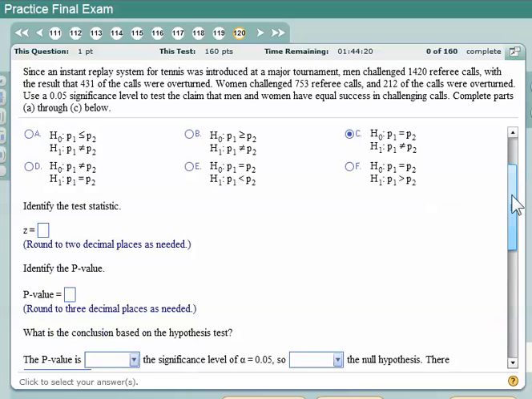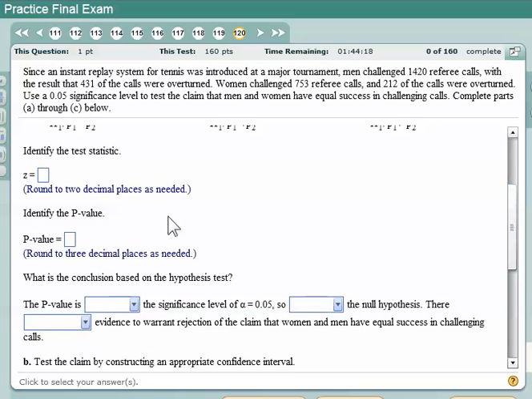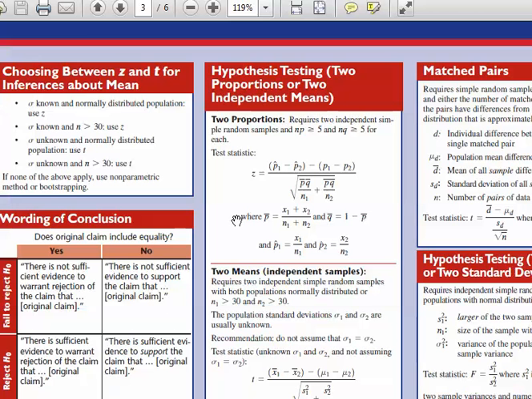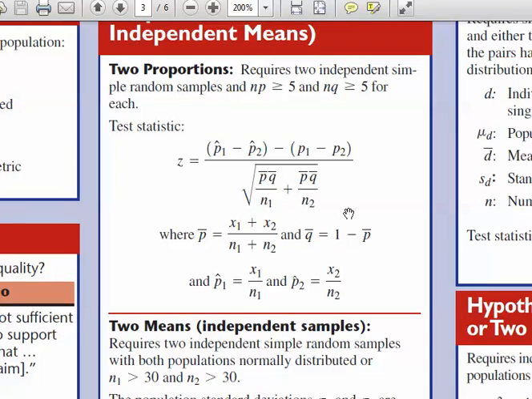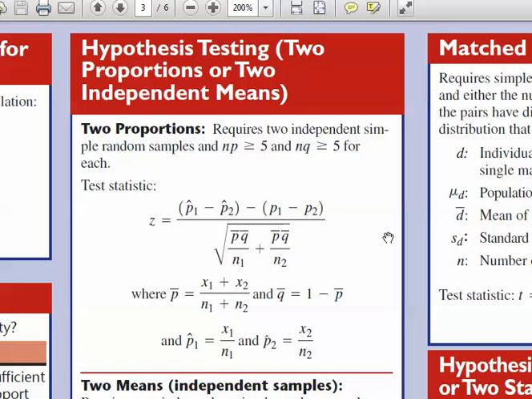All right, so next piece of this part, identify the test statistic. Now, you've got review sheets to do all this stuff. Suppose you remember that you're talking about hypothesis testing and you have two proportions, so you remember from the review page that you want to go here, then you can go here and do the calculation. Boom, boom, boom, that's fine.